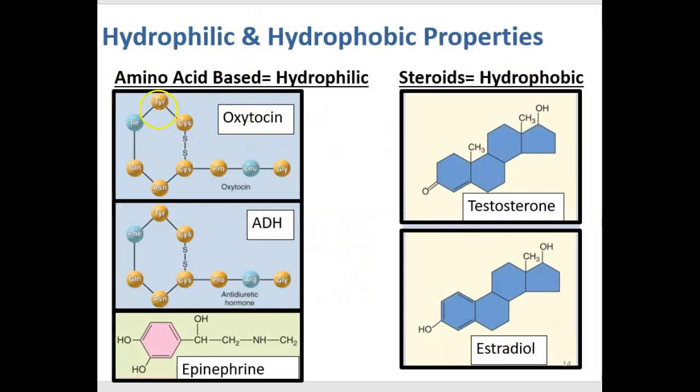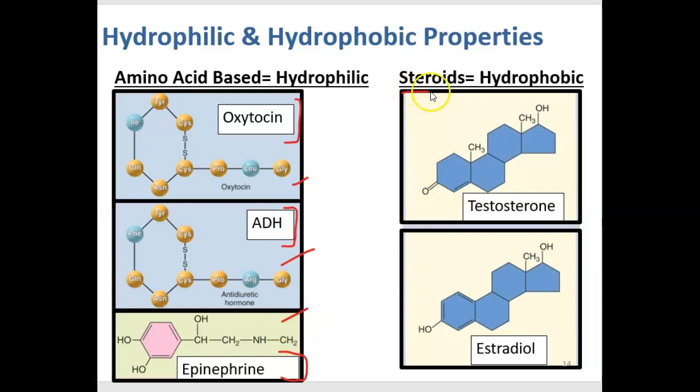So here are some examples of amino acid based hormones and steroid hormones. I'll first look at the amino acid based ones. Oxytocin you've probably heard of. That's important during delivery of a baby. And ADH is antidiuretic hormone, and it reduces the amount of urine that we make. It helps us retain water. And then epinephrine, which I discussed before, made by the adrenal gland, stimulates our body to be ready for physical activity. So all of these are amino acid based hormones, and their nomenclature really doesn't tell you that.